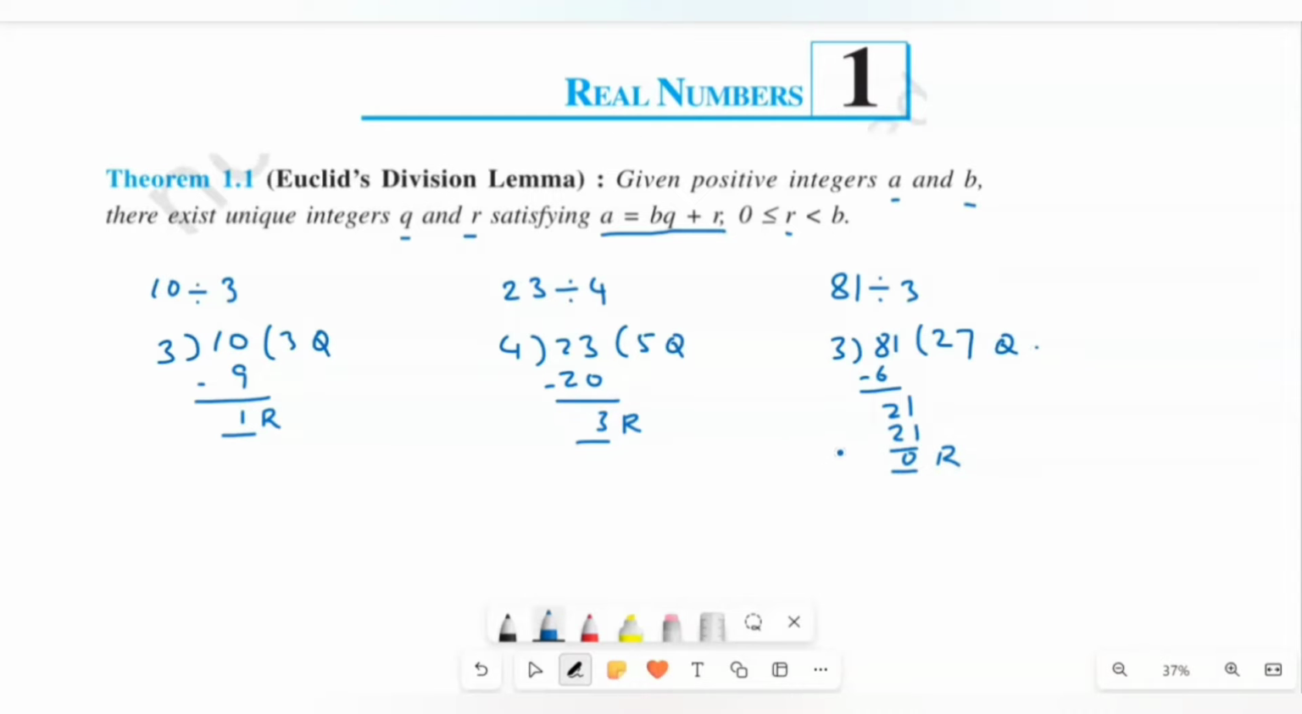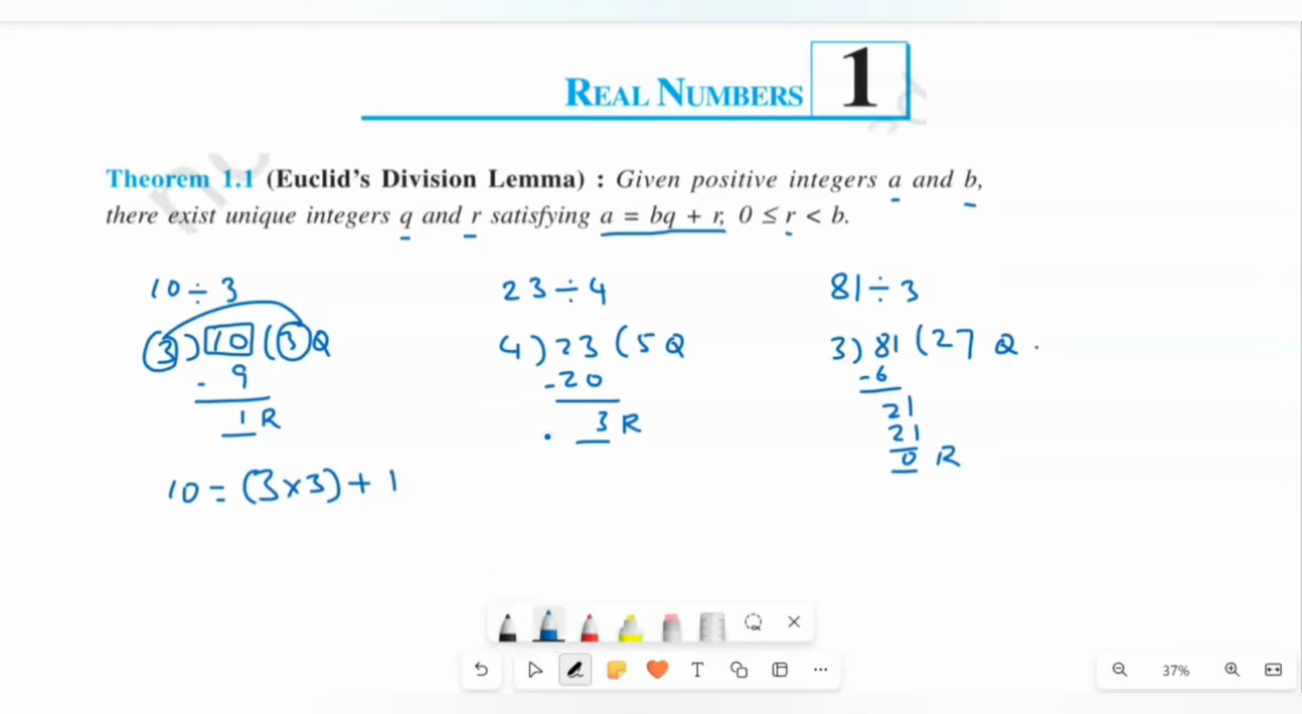To understand these divisions, you already know from previous classes that to get this dividend, the middle number, 10, is equal to the divisor multiplied by the quotient, and you add the remainder to that. This 3 is called the divisor. The remainder here is actually 1.